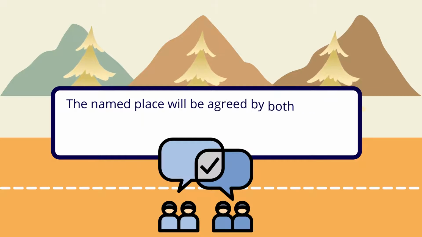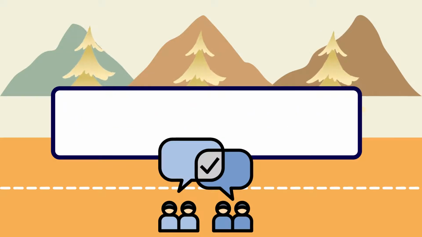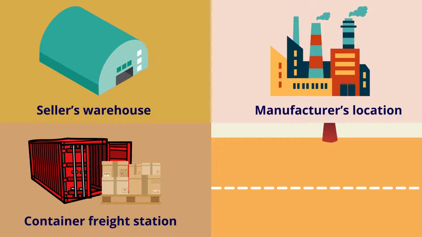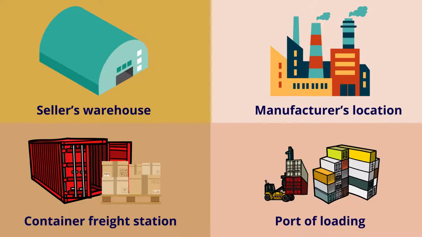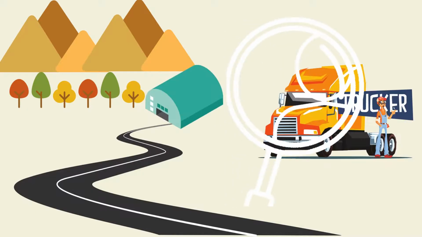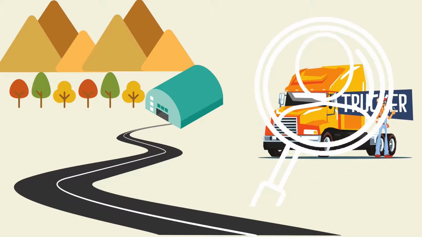The named place will be agreed by both parties, as the risk will pass to the buyer at that point. It can be the seller's warehouse, manufacturer's location, container freight station, or port of loading. This trade term will help when the seller's warehouse is located in a place where it is hard to find truckers, and sellers have their own trucker or carrier partner.